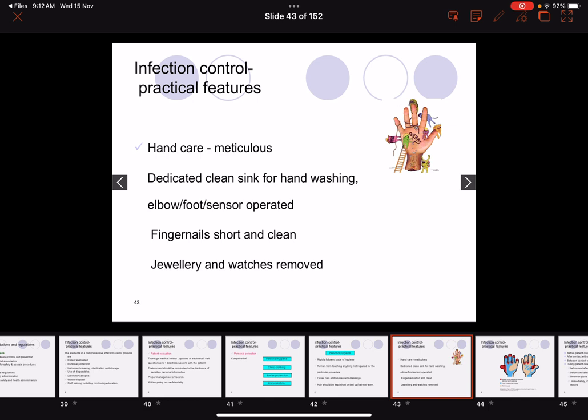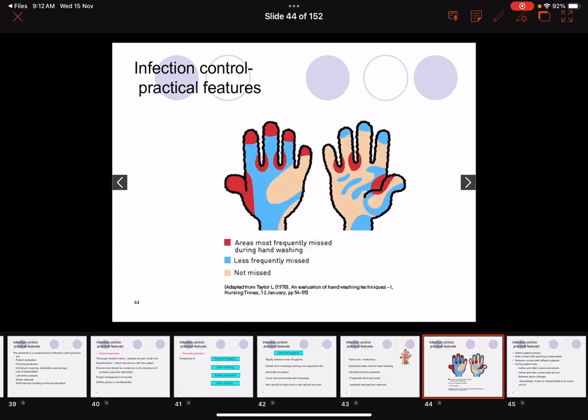From COVID-19 itself, we understood the importance of hand washing. These are the areas which are most frequently missed, marked in red, less frequently missed areas marked in blue, and the other areas not missed.